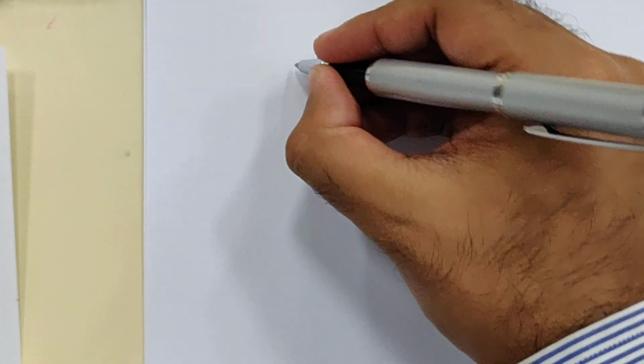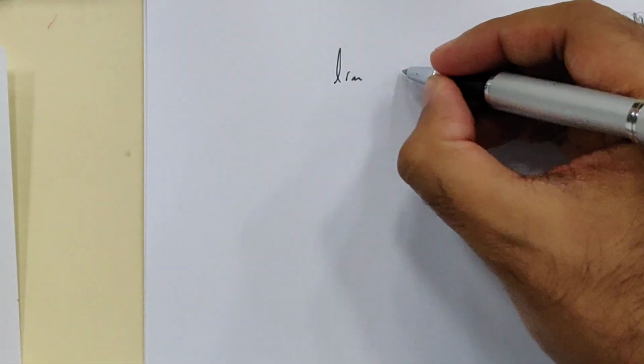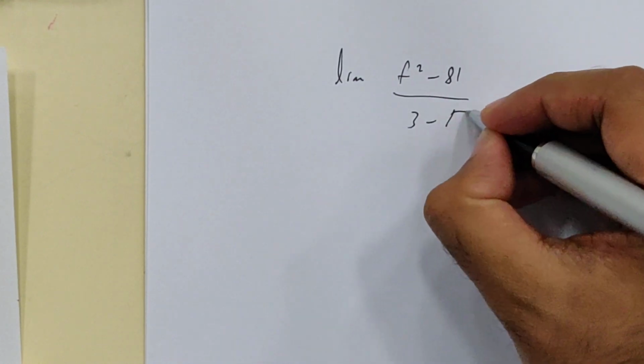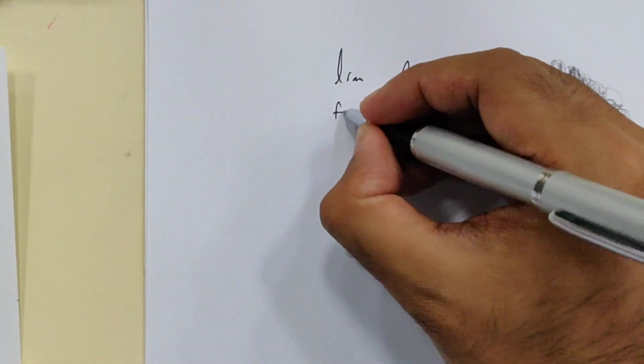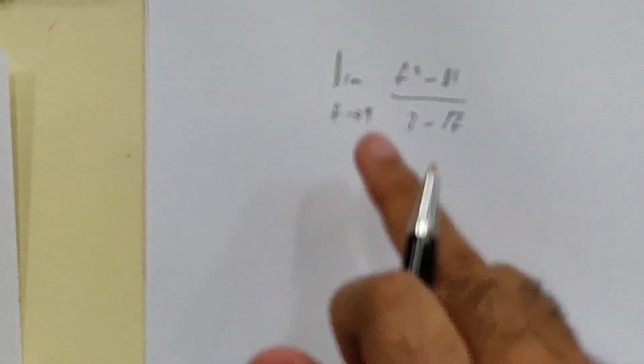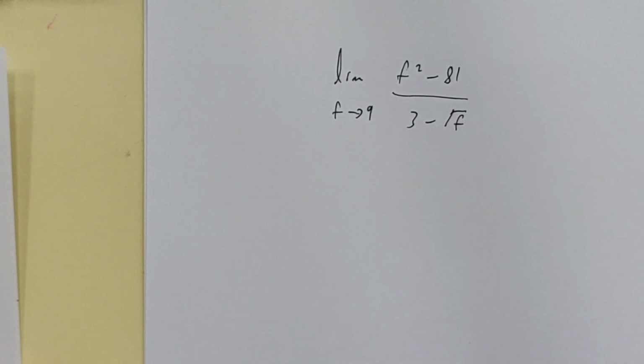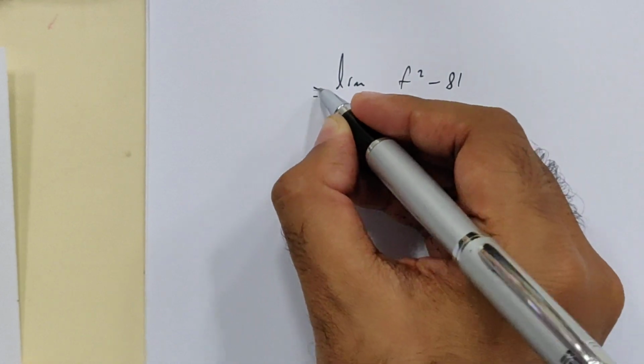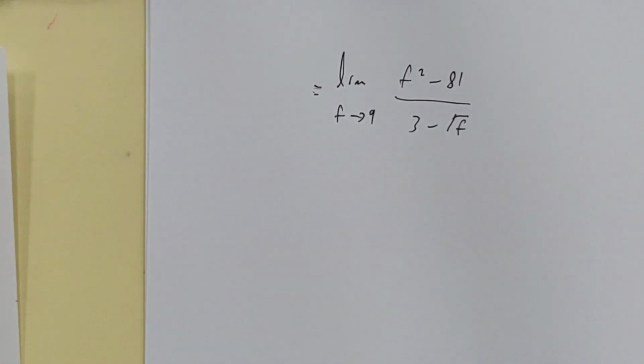Okay, let me try one of my favorite examples that I would like you to give a try. Now, what about if I give you this? On your own. The limit of f squared minus 81 over 3 minus root f, where f approaches 9. Alright, on your own, I give you 3 minutes. Good luck.